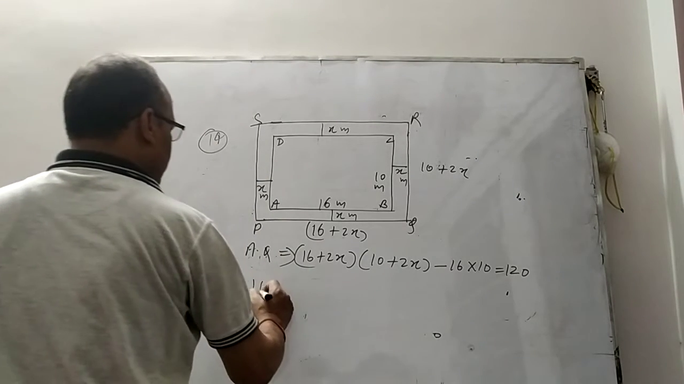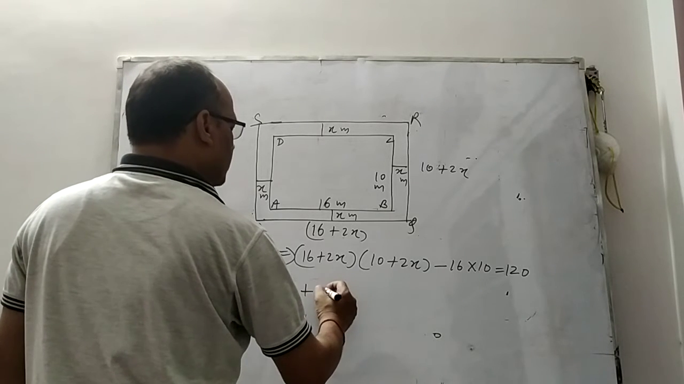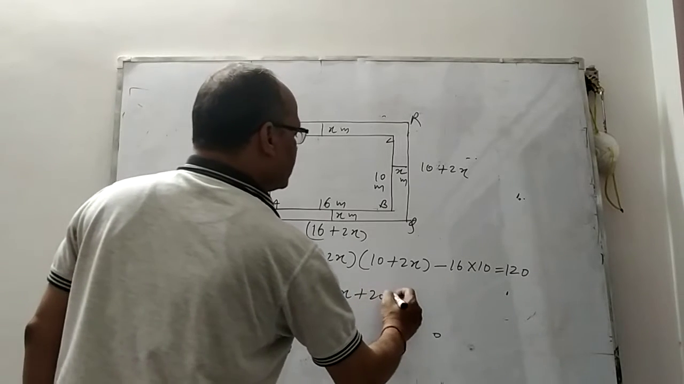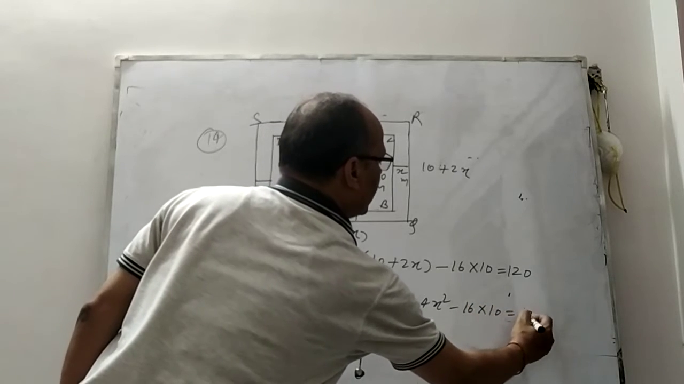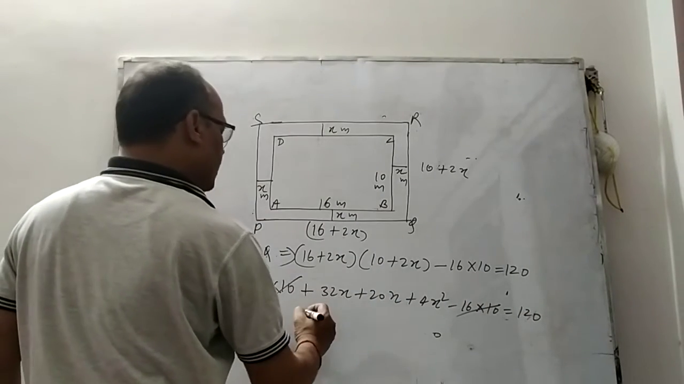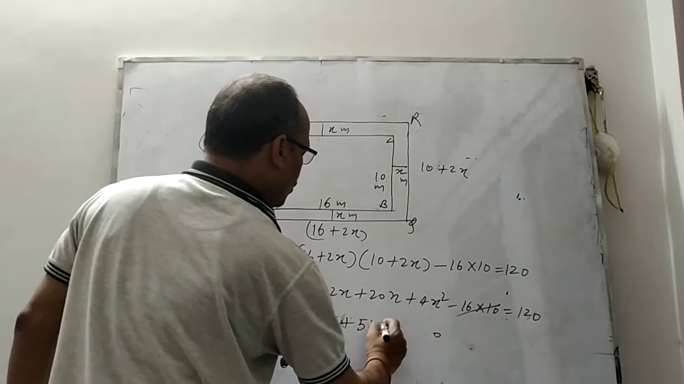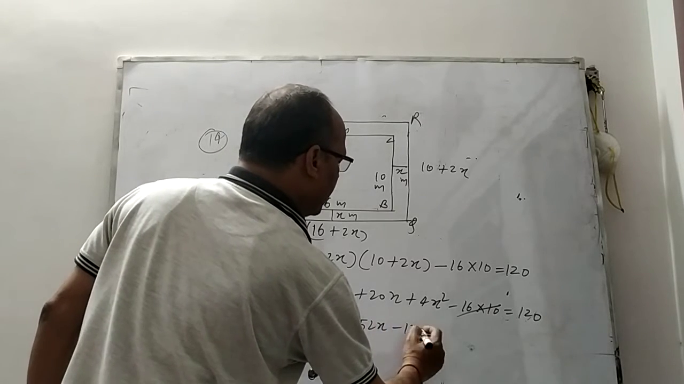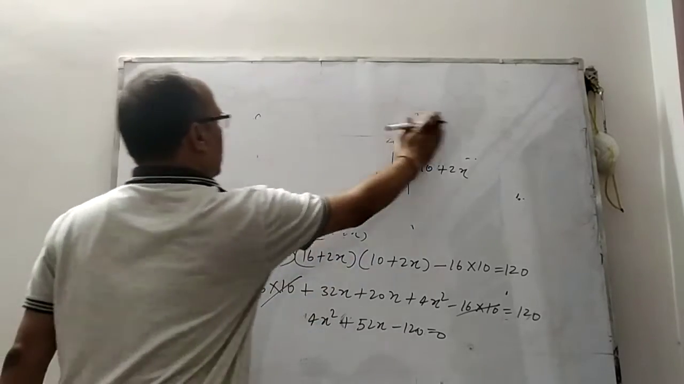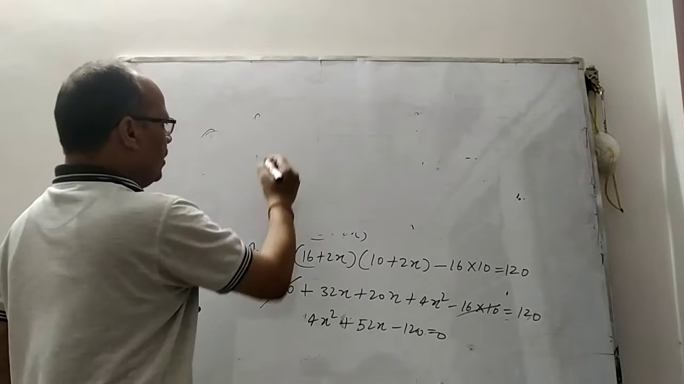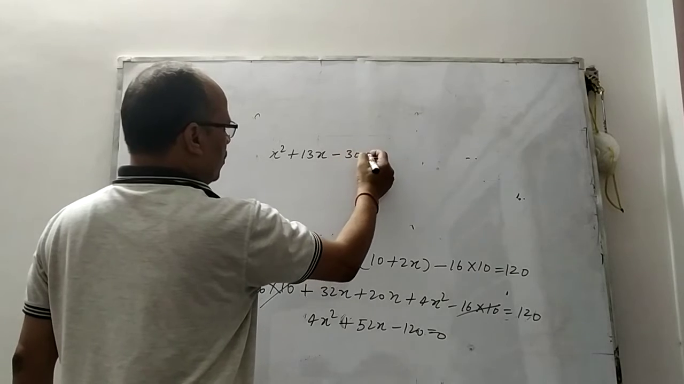So (16 plus 2x)(10 plus 2x) minus 16 into 10 is given equal to 120. Now you will multiply: 160 plus 32x plus 20x plus 4x square minus 16 into 10 equal to 120. This and this cancel. 4x square plus 52x minus 120 equal to 0. Both sides are divided by 4. Then you will get x square plus 13x minus 30 equal to 0.